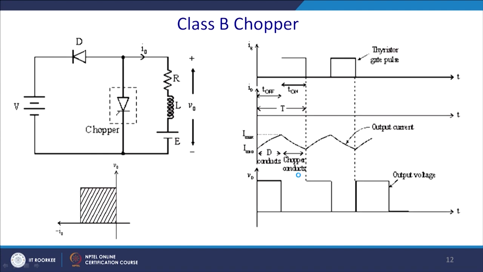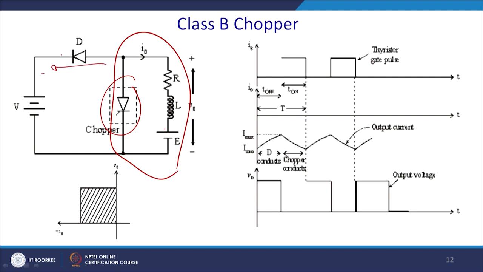Now, this is a class B chopper. Please see that if you consider this part of the circuit and just replace this thing with a switch, from here to here, you will see a boost topology. So, this mode of operation is used when you want the battery to be discharged and feed a higher voltage than the battery voltage, or in case of regenerative braking of this DC motor.